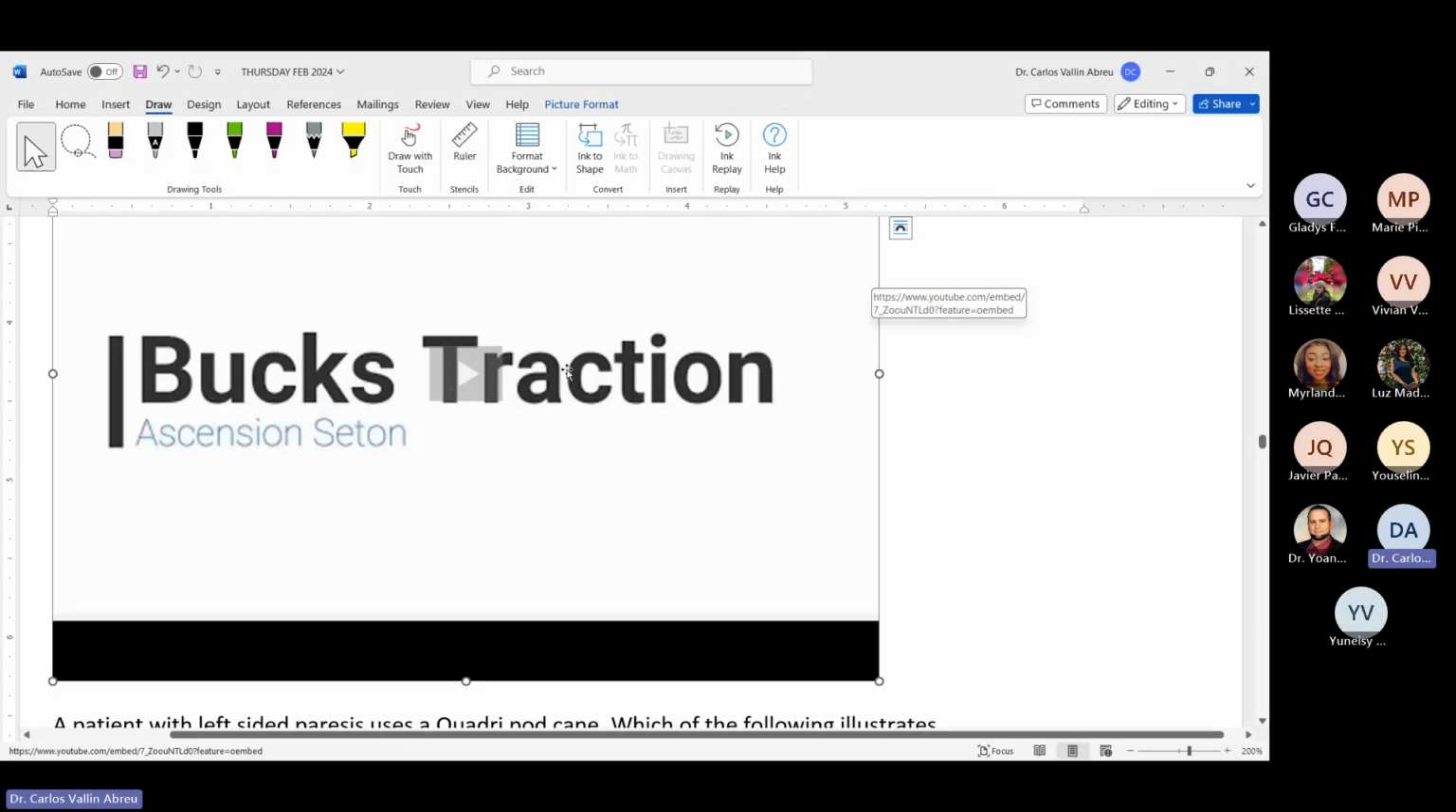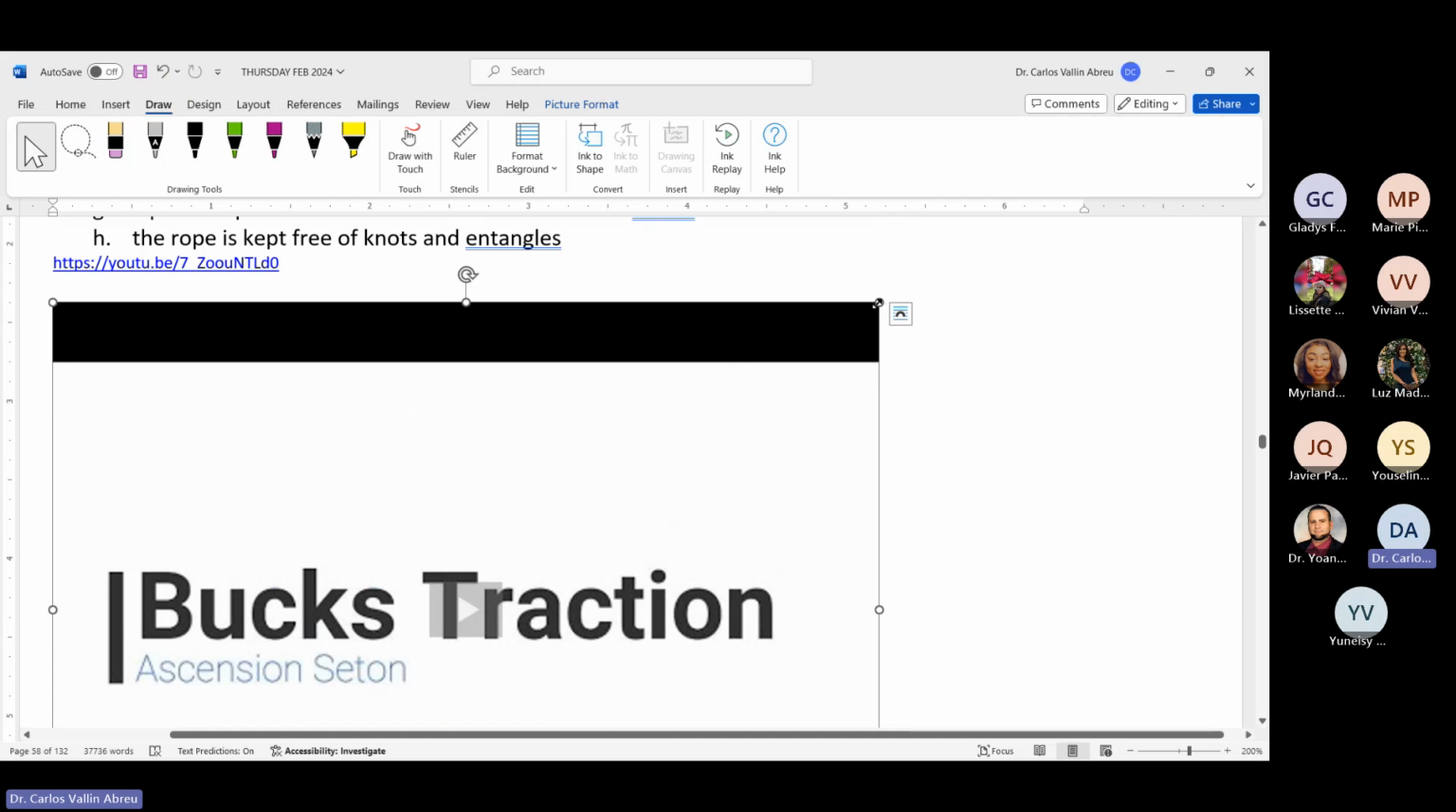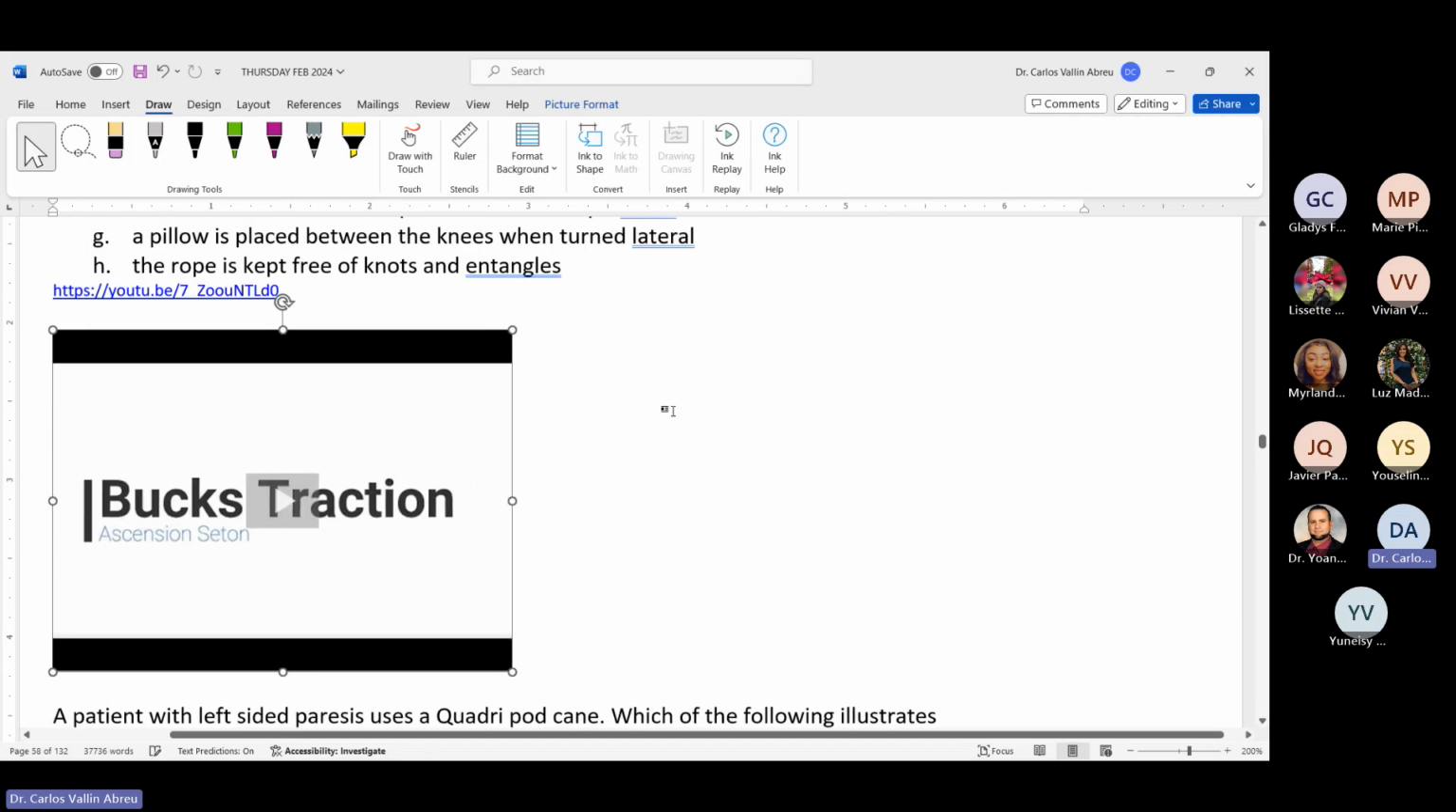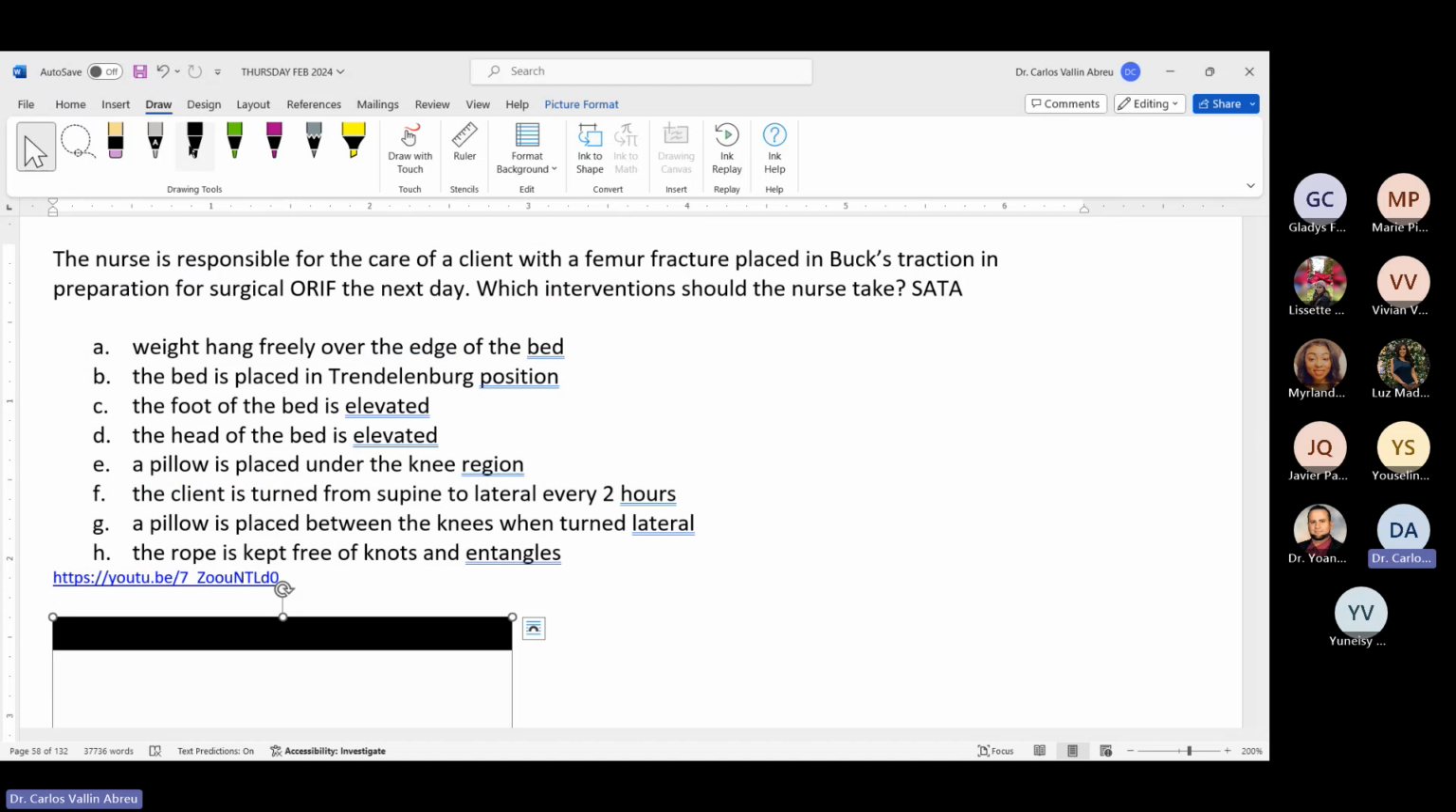Okay, so now that we saw the video, let's see if we can answer those questions better. The weight should be hanging freely over the edge of the bed. Yes. The bed is placed in Trendelenburg position. No. Trendelenburg position is this. The foot of the bed is elevated. Yes.